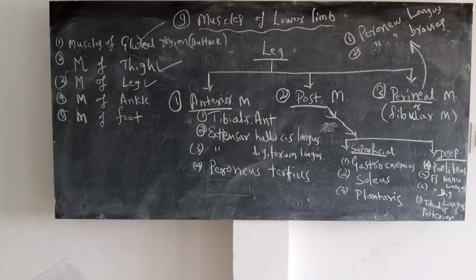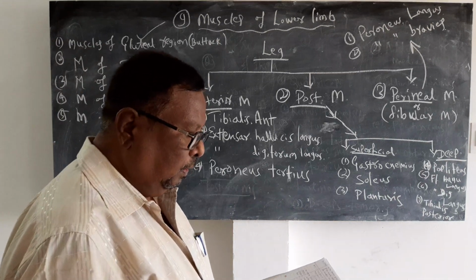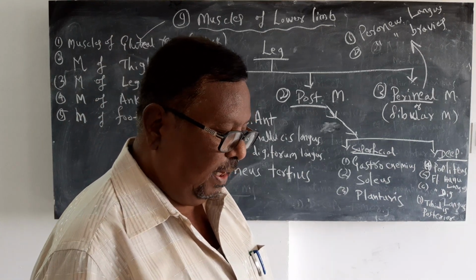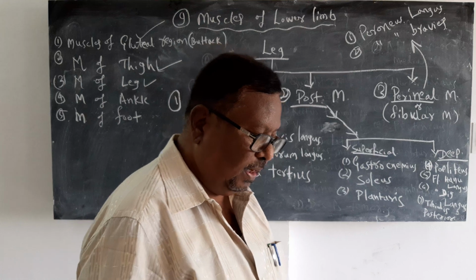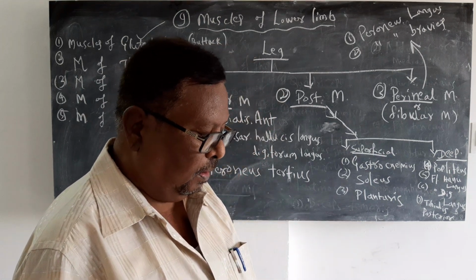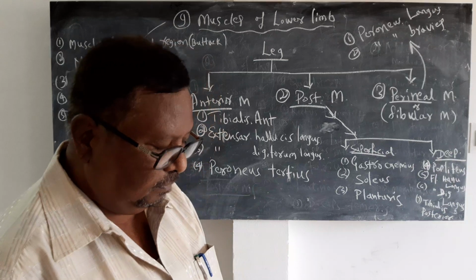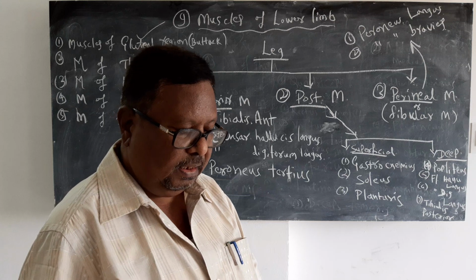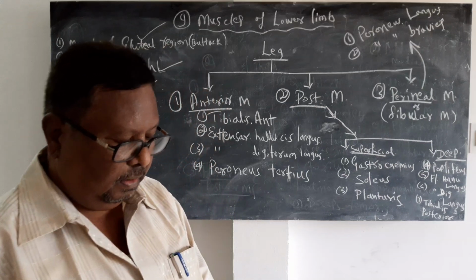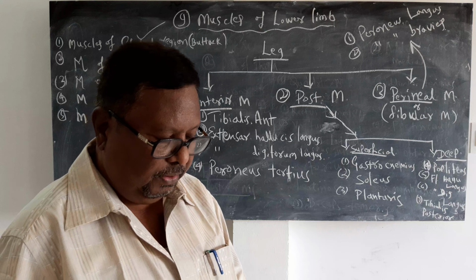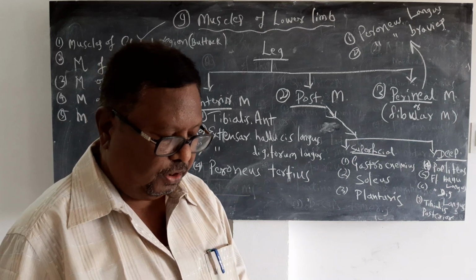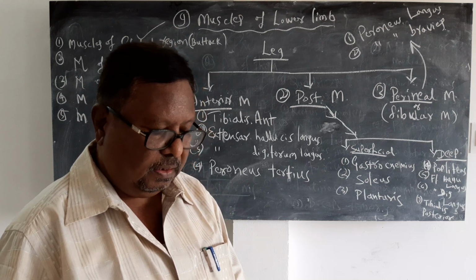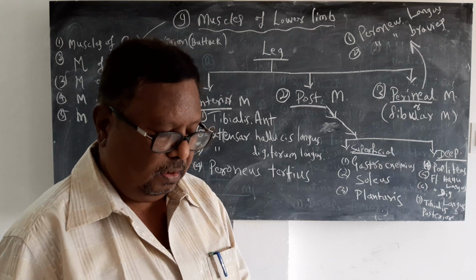Plantaris muscle, which is a long slender tendon, takes origin from the lateral supracondylar region of the femur. Insertion: the slender belly of the muscle is inserted into the calcaneus tarsal. Action: it is a vestigial muscle in man. No function. It is a vestigial muscle. Sometimes it is absent.